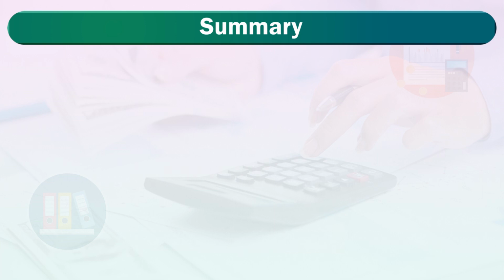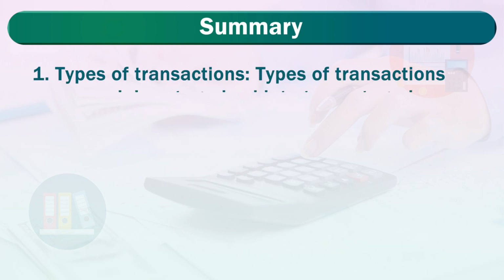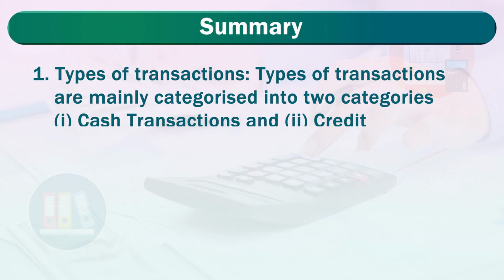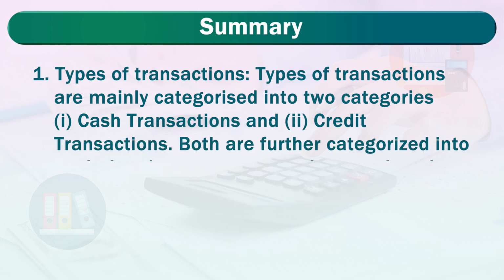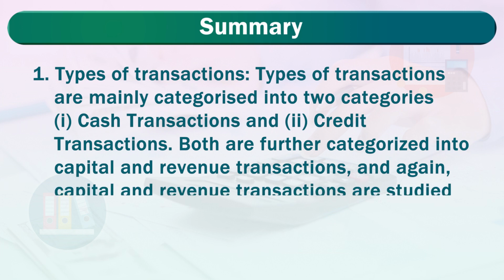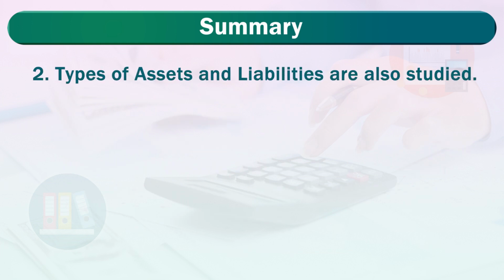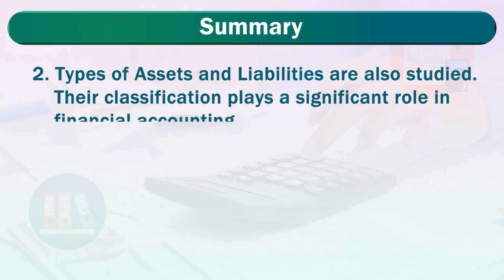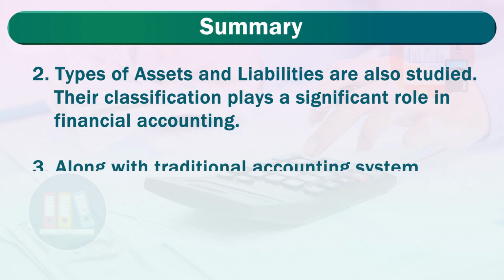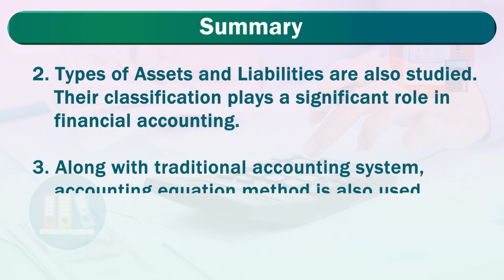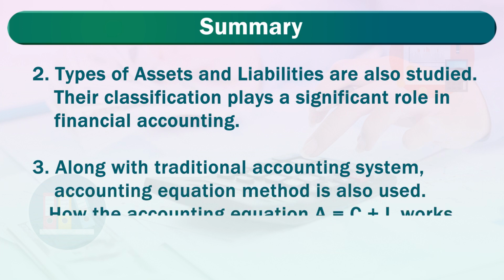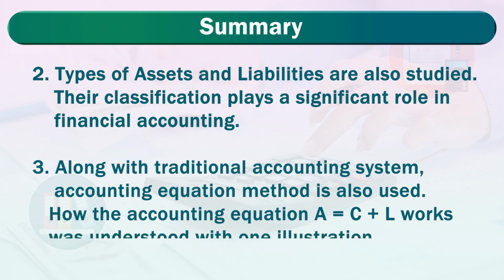What we have covered so far, first is types of transactions. Types of transactions are mainly categorized into 2 categories, that is cash transactions and credit transactions. Both are further categorized into capital and revenue transactions, and again the capital and revenue transactions are studied as incomes and expenses. Then we have talked about the types of assets and liabilities. Their classification plays a significant role in financial accounting. Then we studied the traditional accounting system, and along with it we have used the accounting equation method as well.